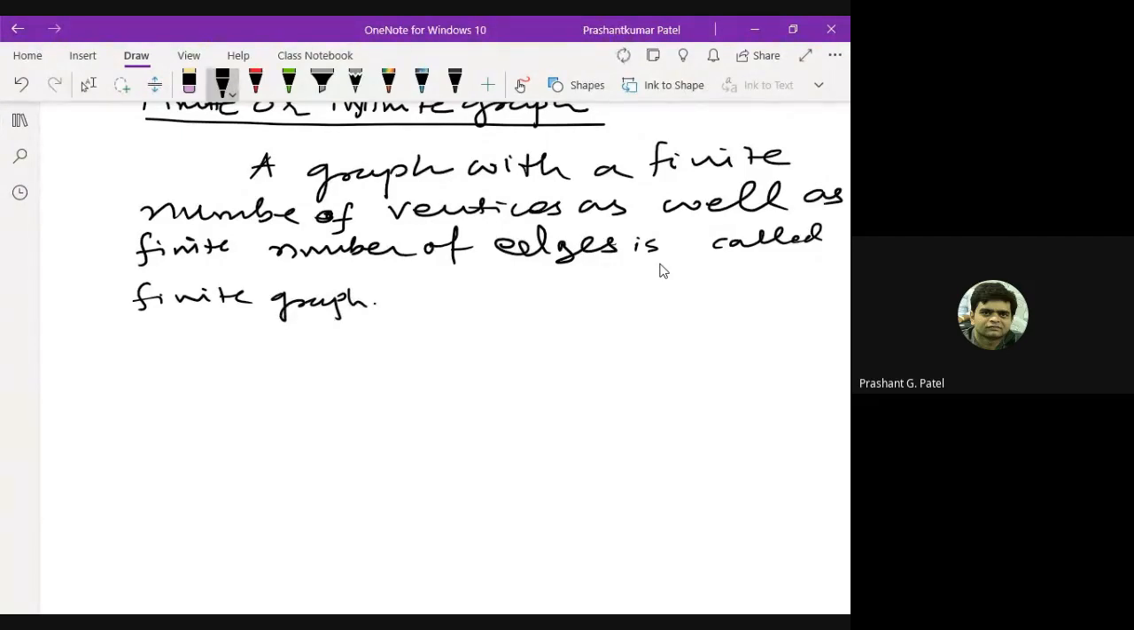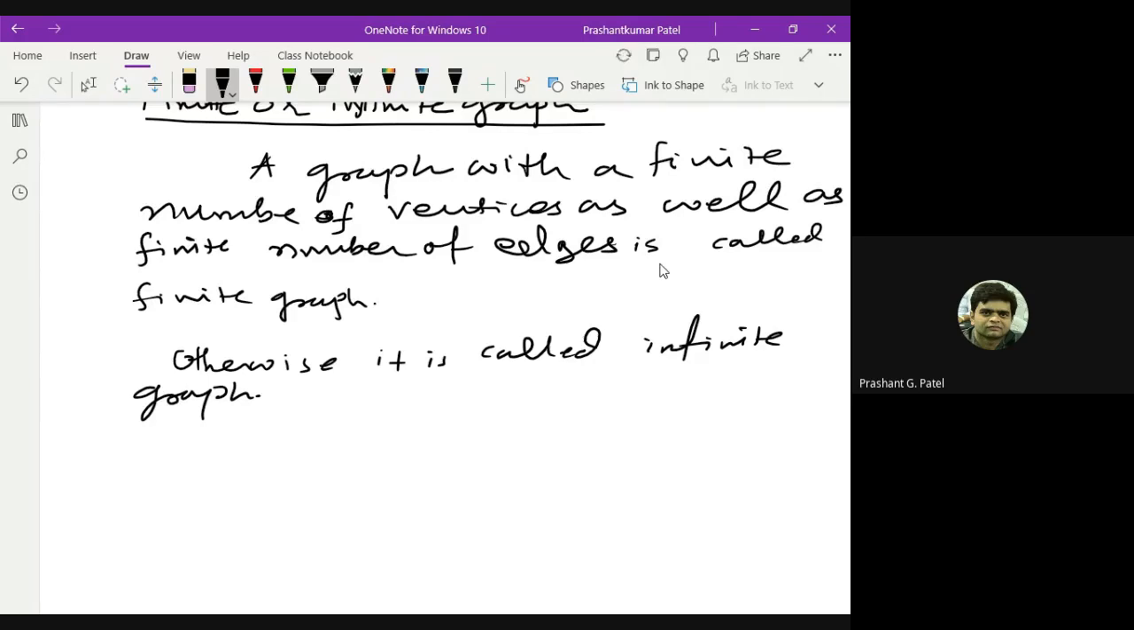And what is the infinite graph? Otherwise, it is called an infinite graph. In our course on graph theory, we'll only talk about finite graphs. We'll never talk about infinite graphs. All the above graphs for which I have given definitions are finite graphs, because in them the number of vertices and the number of edges are finite.